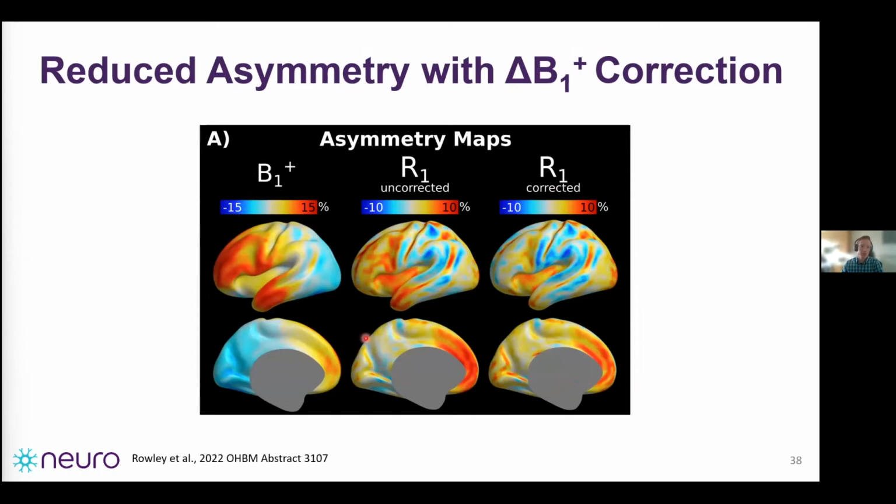We see, again, very strong asymmetry in the B1 map, where the frontal cortex is really asymmetric at about 15% difference. This ends up corresponding to almost 10% difference in R1 values in this region. Once we've accounted for this B1 value in the block simulations to calculate the R1 maps, we really see this asymmetry drop off. That will prevent us from making incorrect statements about asymmetry in the brain when we go to look at longitudinal changes in bipolar disorder.